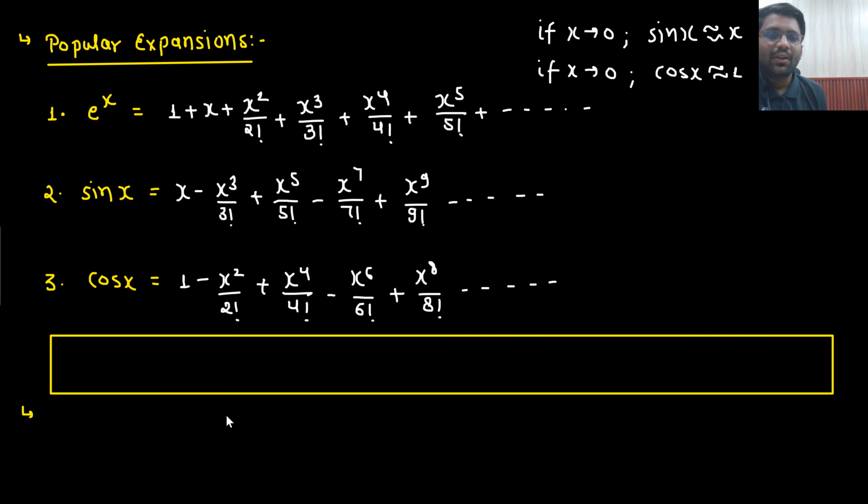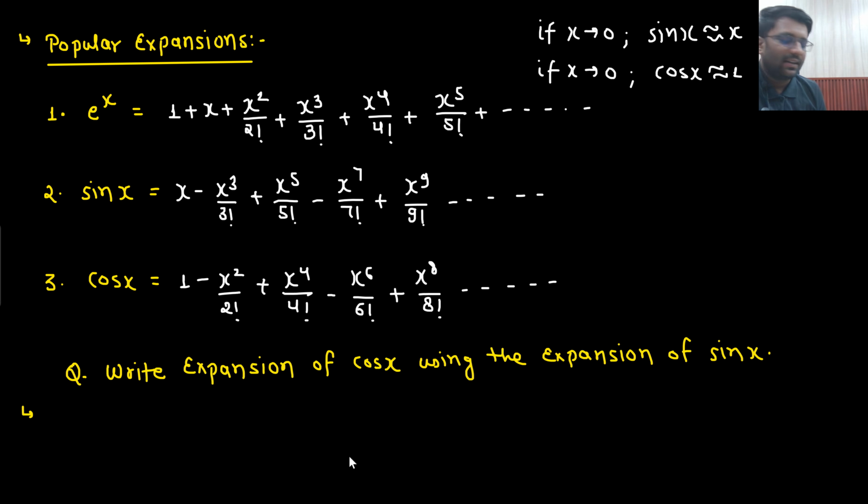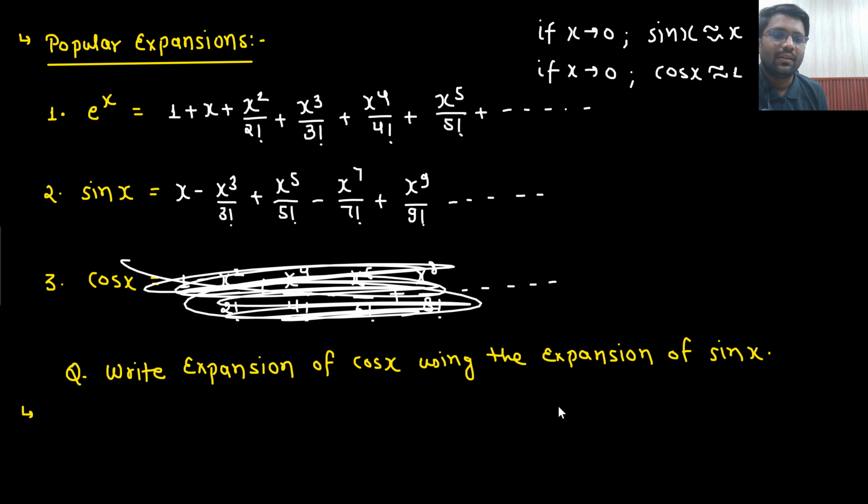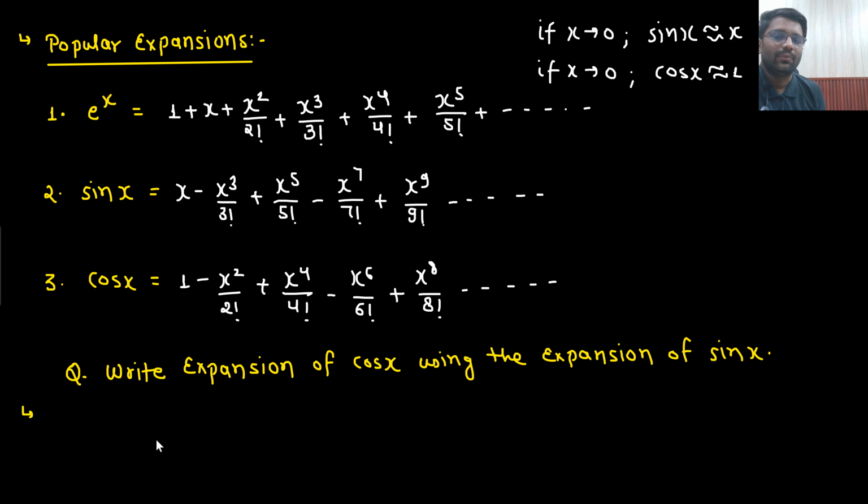Now my question is, you need to write down the expansion of cos x using the expansion of sin x. Basically, someone is saying that I don't have any tool, I only know the expansion of sin x. Using the expansion of sin x, you write down the expansion of cos x. You don't know anything else, and you don't know the Maclaurin series or the Taylor series. You only know the expansion of sin x. You need to write down the expansion of cos x using sin x. What can you do?